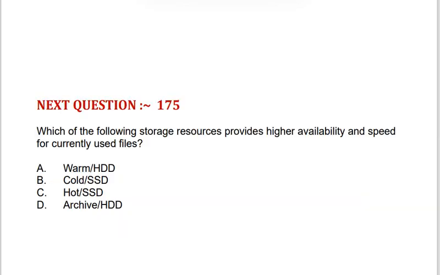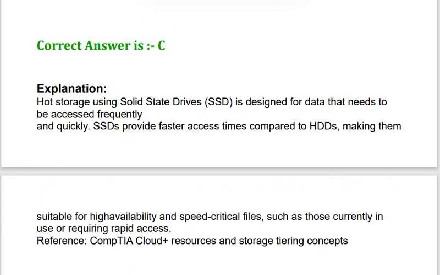Question is, which of the following storage resources provides higher availability and speed for currently used files? Option A, warm or HDD. Option B, cold or SSD. Option C, hot or SSD. Option D, archive or HDD. Correct answer is option C.